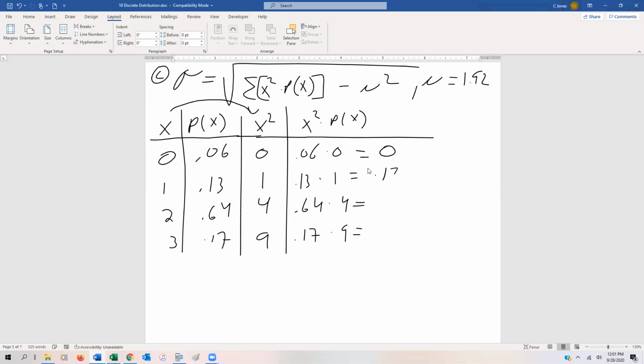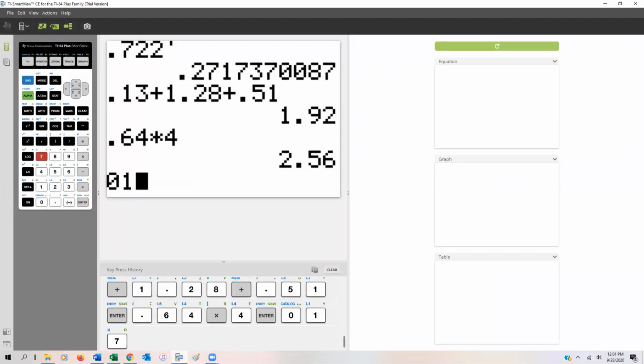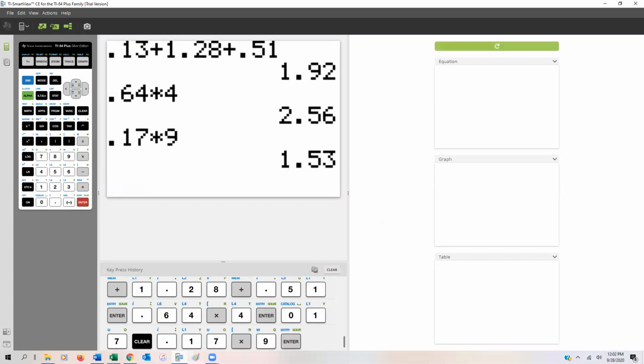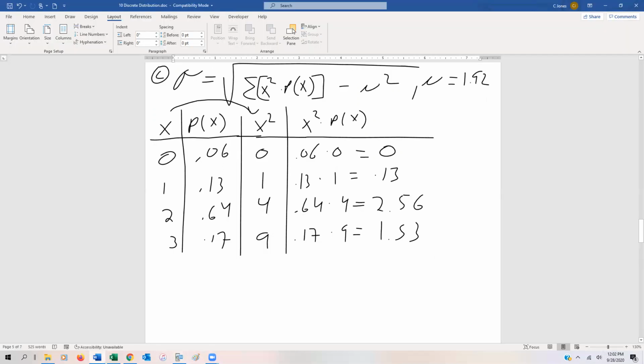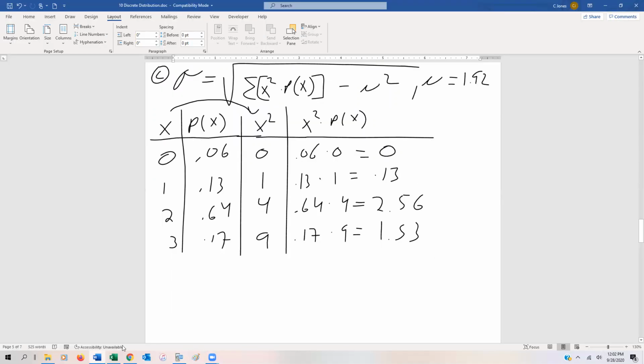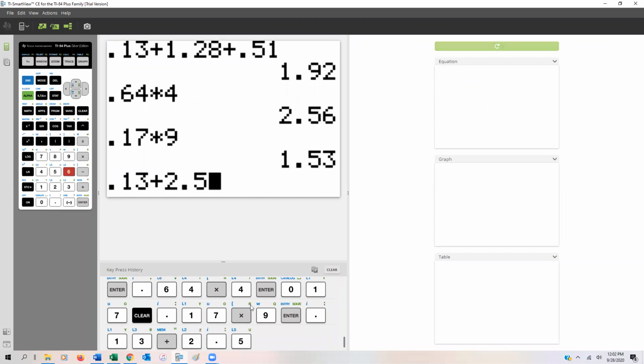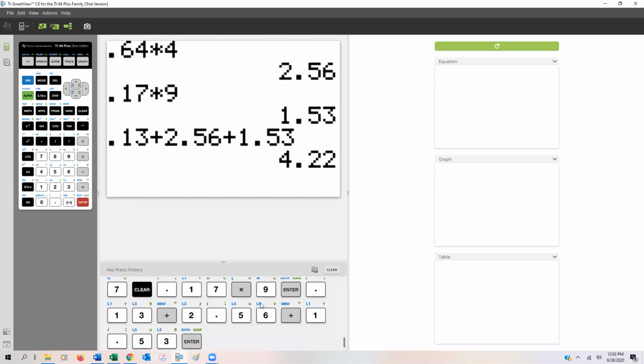First one's 0, second one's 0.13. I think this is 2.56. And then for our last one, we get 1.53, I believe. Now I'm going to check these just to make sure, because we have to add them up anyway. So we have 0.64 times 4, and then 0.17 times 9. So we get 2.56, which I got, and then 1.53. And then all we're going to do is add up these numbers. So we have our 0.13 plus 2.56 plus 1.53, and that yields 4.22.